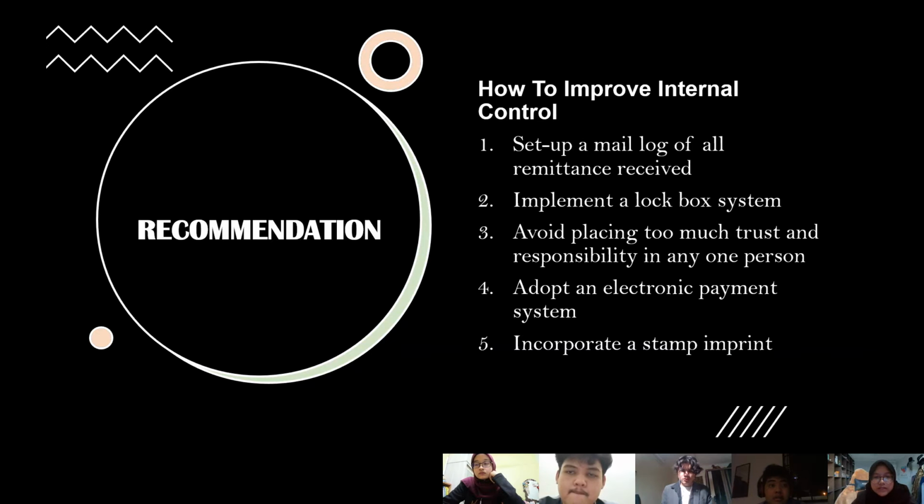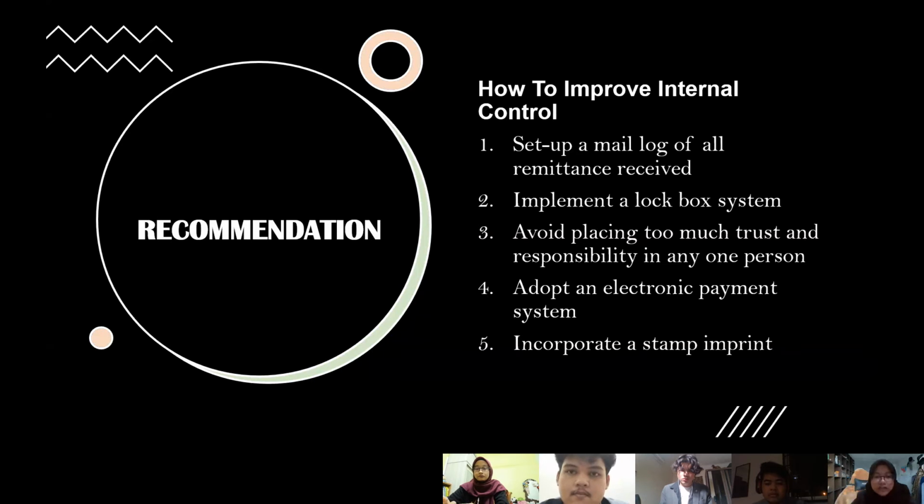Okay, fourth, adopt an electronic payment system. An electronic payment system can be used for recurring payments such as payroll, utilities, health benefits, and tax payments. The advantages of implementing the system include the elimination of manual handling, processing, and storage of paper checks, reduced processing costs, but most importantly, the elimination or reduction of the risk of check fraud or lost or stolen checks.